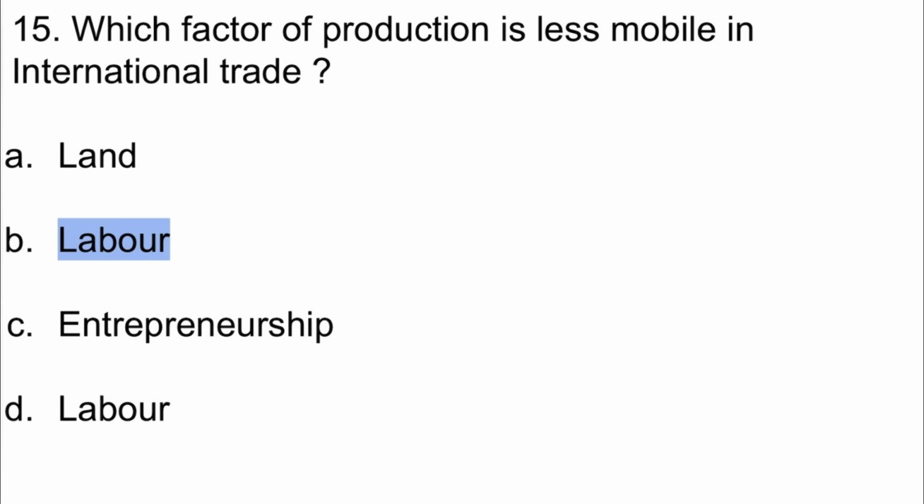Which factor of production is less mobile in international trade? Again, this question you need to read it twice. Here, less mobile is asked, so labor is the correct answer. Labor is the less mobile factor of production, and entrepreneurship is the most mobile factor of production in present time. Note a mobile factor is land.